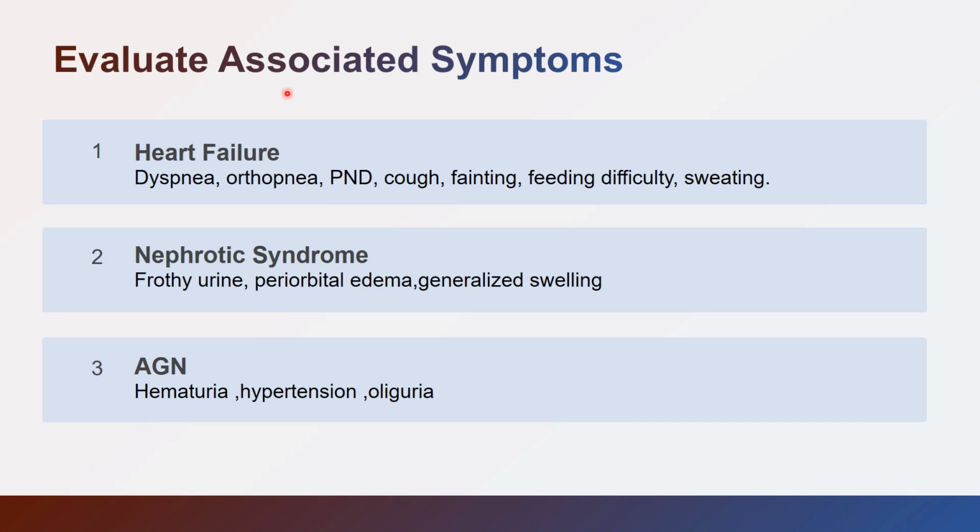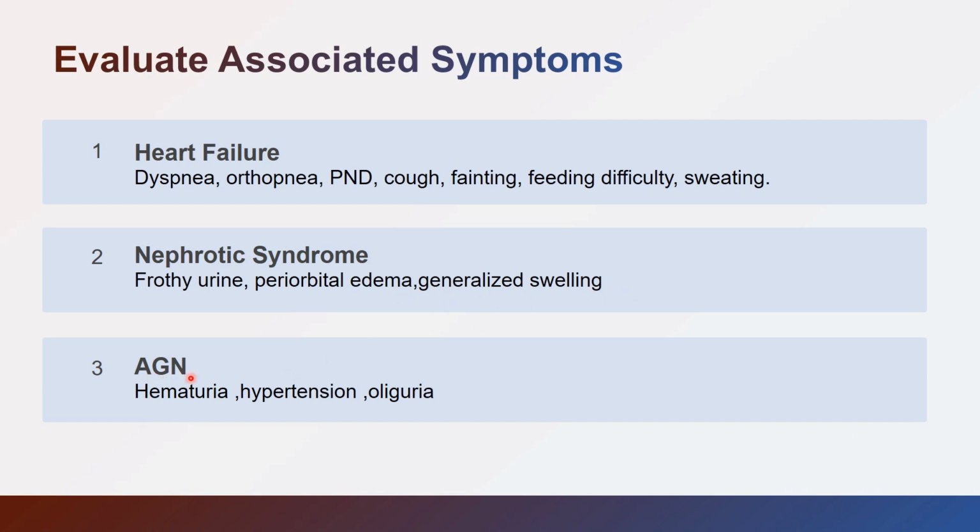Then you come to evaluating the associated symptoms. If it is due to heart failure, the patient will present with dyspnea, orthopnea, paroxysmal nocturnal dyspnea, cough, fainting, feeding difficulties and sweating. And if it is nephrotic syndrome, the patient will be complaining of frothy urine, periorbital edema, which was of gradual or insidious onset, ultimately becoming generalized edema or anasarca.